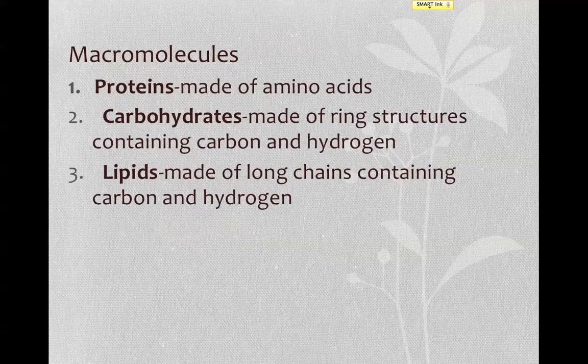I want you to recall that proteins are made of amino acids. Carbohydrates are made of ring structures containing carbon and hydrogen, and then lipids are made of long chains containing carbon and hydrogen. So I want you to notice that carbon and hydrogen are involved in carbohydrates and lipids, but honestly they're involved in proteins as well. But we just call them amino acids. But amino acids is just a specific name for carbon and hydrogen.